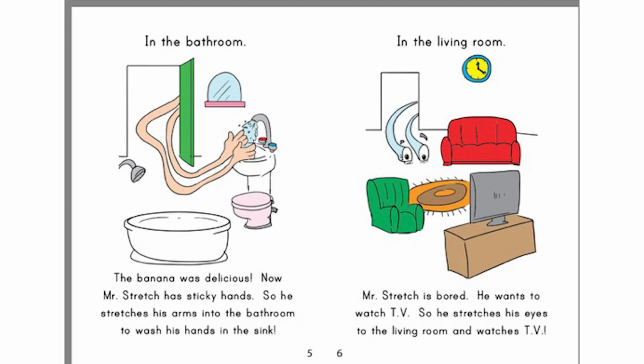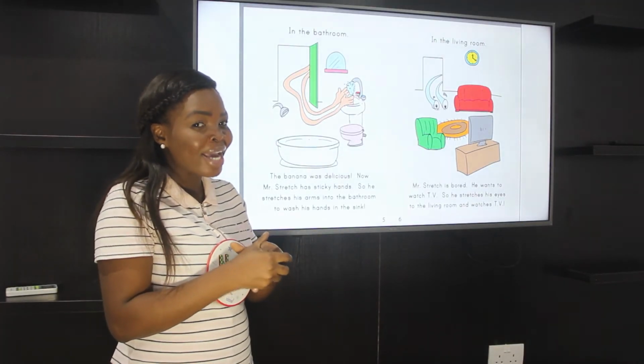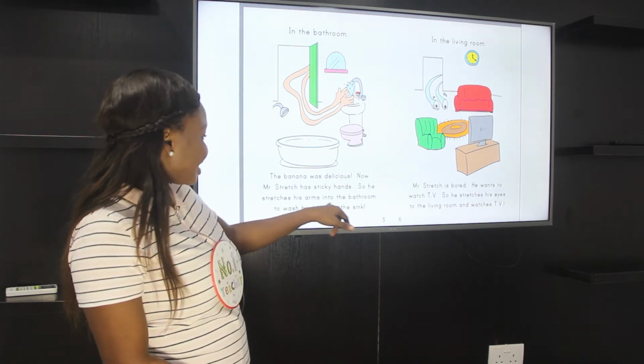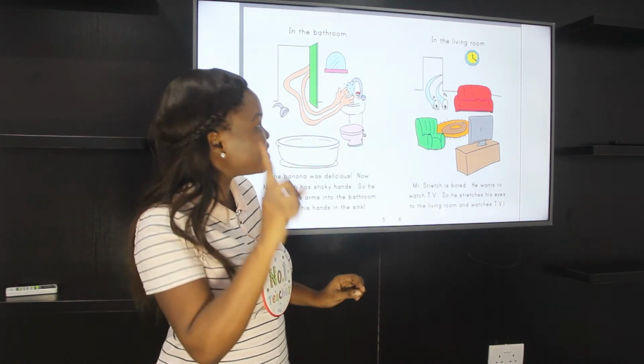Now Mr. Stretch has sticky hands, like we do when we have banana for snacks. So he stretches his arms into the bathroom to wash his hands in the sink. I said earlier, we can clean up where? In the bathroom or in the toilets, okay? So he stretches his hands into the bathroom, washes his hands in the sink.